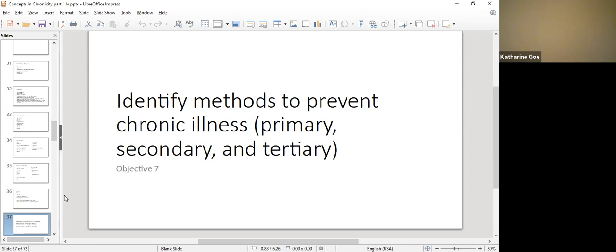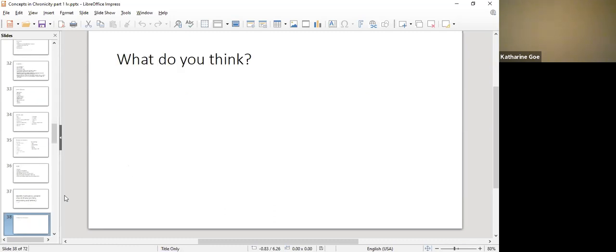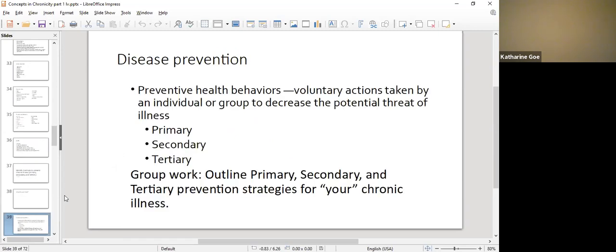All right, let's look at methods to prevent chronic illness. This includes the different levels of prevention, as you may recall from winter term. What's the difference between a primary, secondary, and tertiary intervention? Let's look at that. What we're trying to do with these levels of prevention is prevent disease. The main focus is preventative health behaviors, such as voluntary actions taken by individuals or groups to decrease the potential threat of illness. Again, there are the three levels.